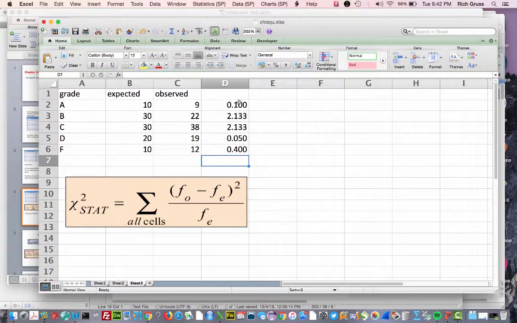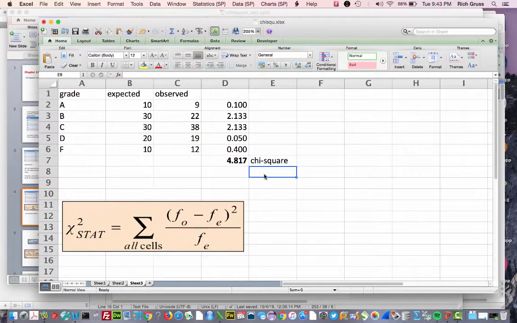Down here, once we have all of these different figures, we can just add all of them up, with a sum or auto sum, and we get this. This is actually our chi-square statistic. As always, after we calculate the test statistic, we need to know its p-value, the probability of observing a value this extreme if the null hypothesis is true.